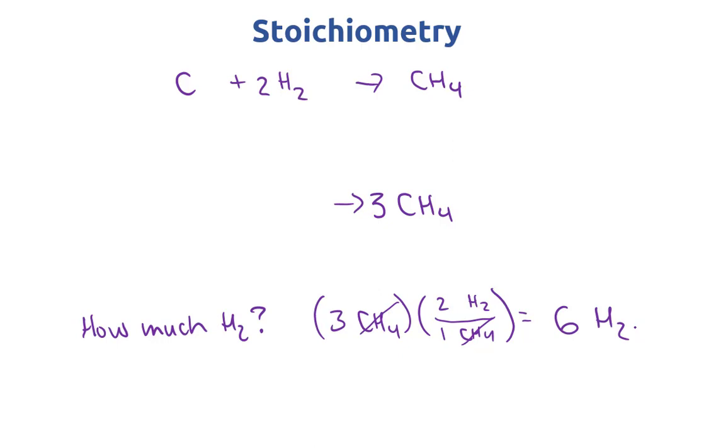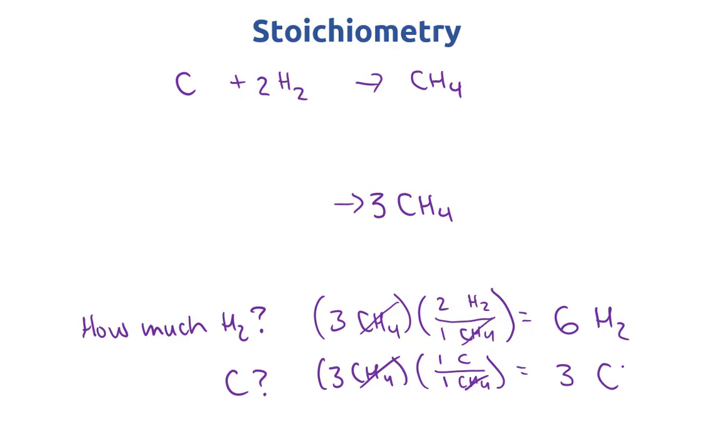And you can set up a similar equation for carbon. For carbon, we could say, if we have 3 CH4 particles, we know there's a ratio of 1 carbon for every 1 CH4. So the CH4 and the CH4 cancel, leaving us with just carbon left over. So 3 times 1 is just 3. We would need 3 carbon particles to make that happen.